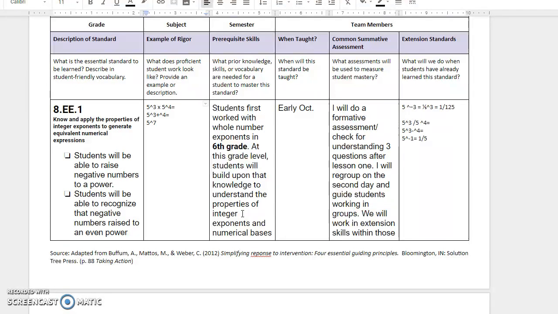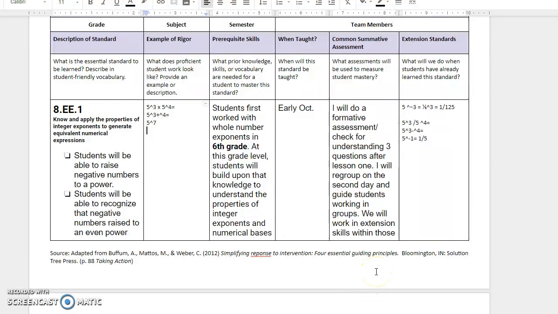I'm able to stack. Then I would come back in my format and regroup students on the second day and guide students working in groups. So I'm going to have some problems on the board with students that got it and students that didn't, and I'm going to have them working together when we start the lesson the next day, and I'm just guiding around and checking again to see, are my students getting it, not getting it. So that's another way to guide instruction and also give formative assessment as I'm moving through my lesson that day.